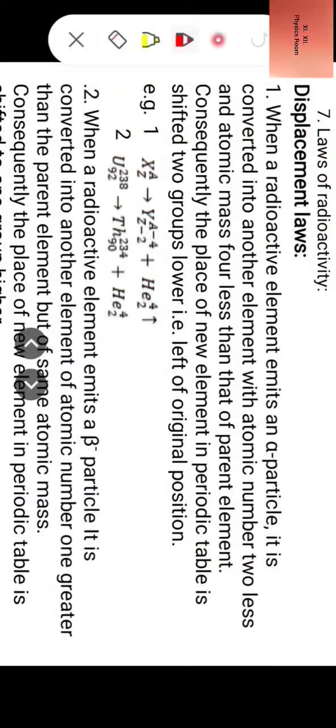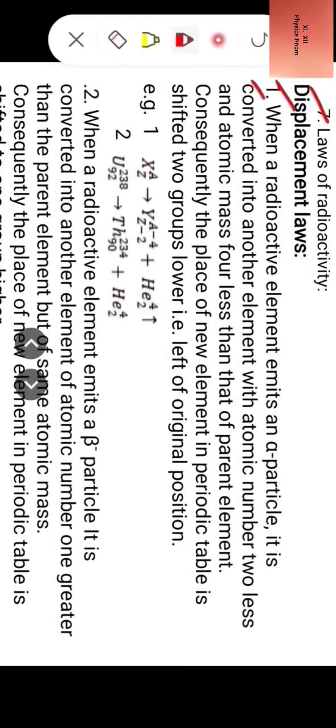Hello friends, continuing with the chapter of nucleus, today we come to its seventh part, laws of radioactivity. Today's topic is laws of radioactivity. We will take up two laws. In the first phase, we will take up displacement laws, and in the second phase, we will take up disintegration law. First, we take up displacement laws.